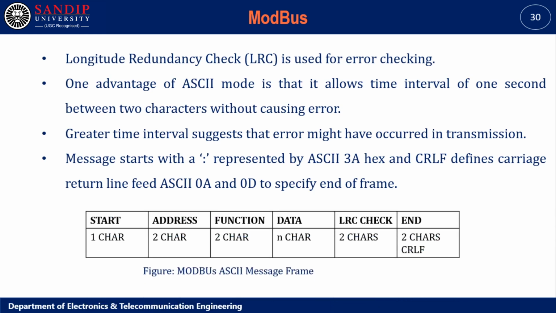The figure shows the Modbus ASCII message frame. Start contains 1 character, address is 2 characters, function is 2 characters, data is n characters, LRC check is 2 characters and end is 2 characters, that is CRLF.